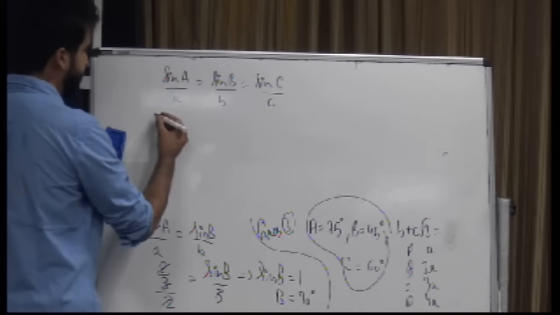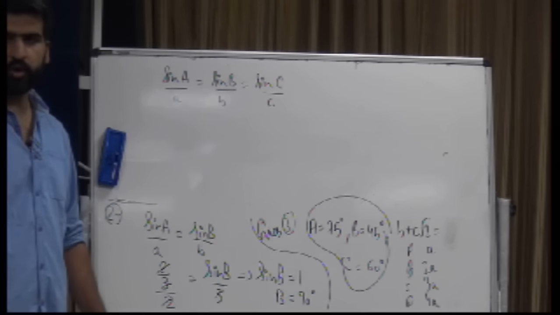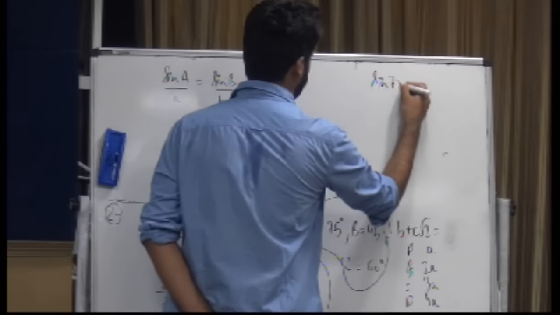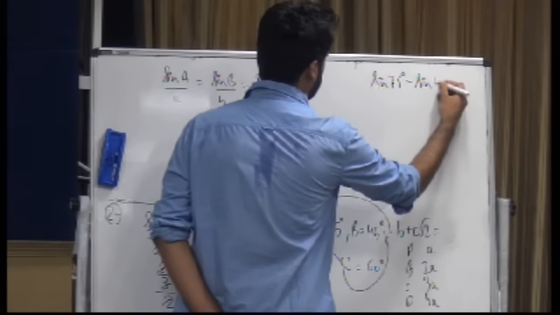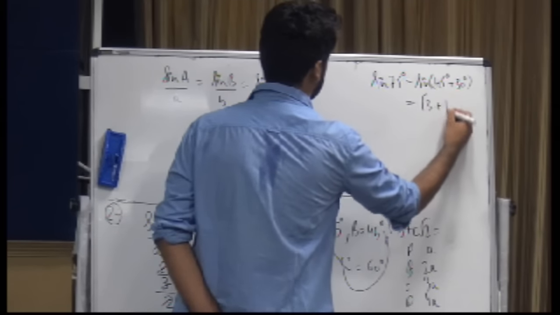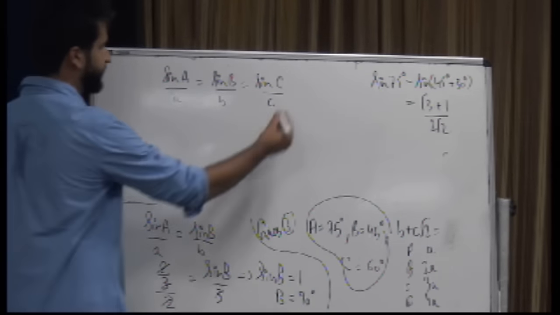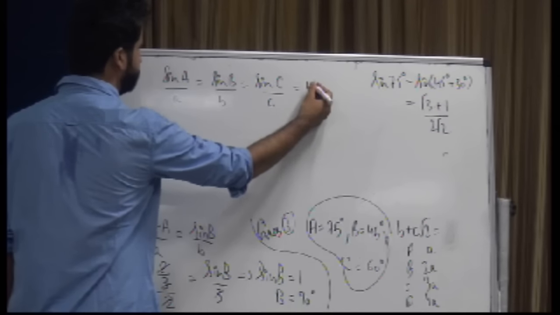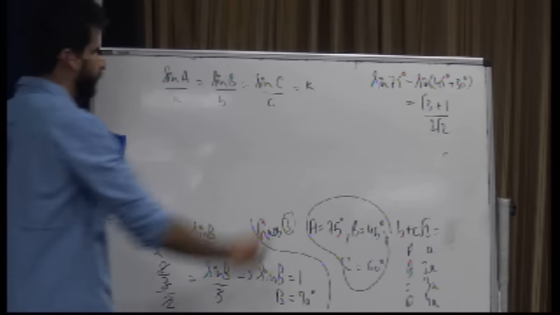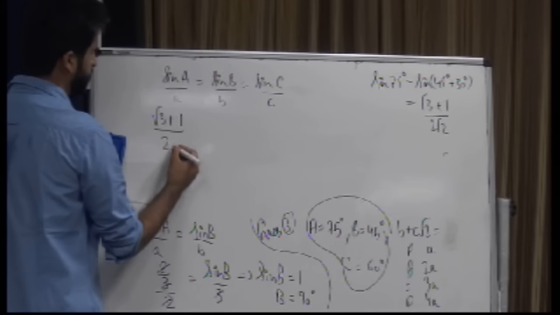So sine A will be, what is the value of sine 75? Root 3 plus 1 upon 2 root 2. So sine 75 can be solved by sine of 45 plus 30, and this is equal to root 3 plus 1 upon 2 root 2. And let's suppose these all are equal to k.